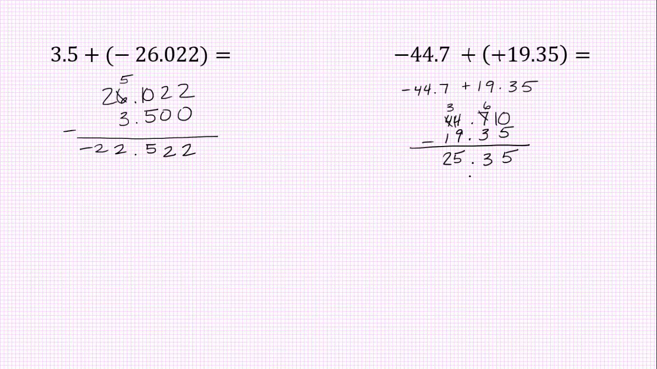Okay, we've got 25.35 for the difference, but again, look at the original problem. This was a negative and a positive, and the negative has the larger absolute value, so we take the sign from that for our final answer, which is negative 25.35.